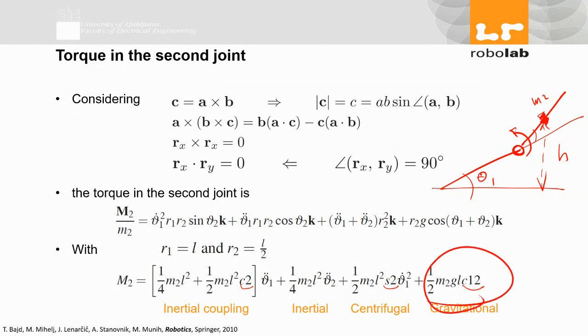So if you have 5 answers, it says yes because it affects the inertial movement of the second link. Or no, it doesn't have any effect. Or yes, because it affects the centrifugal component of the torque. No. In centrifugal, I don't have theta 1. Here, I don't have theta 1. So not in this one, but I have it here. Yes, because it affects the gravitational component of the second torque.